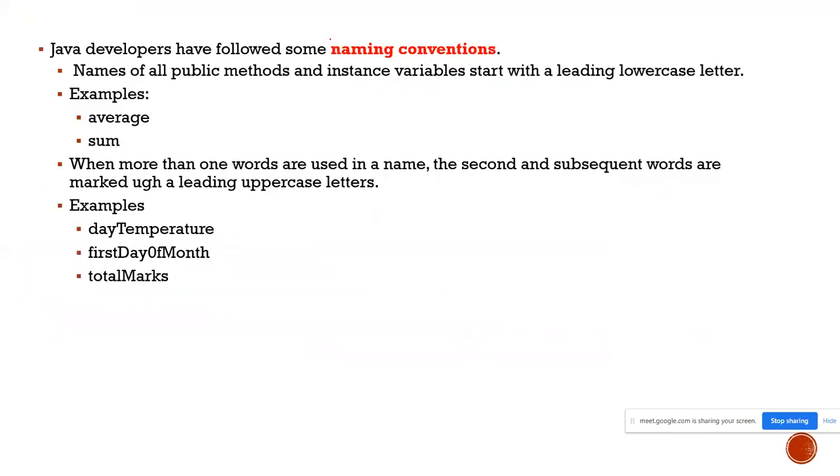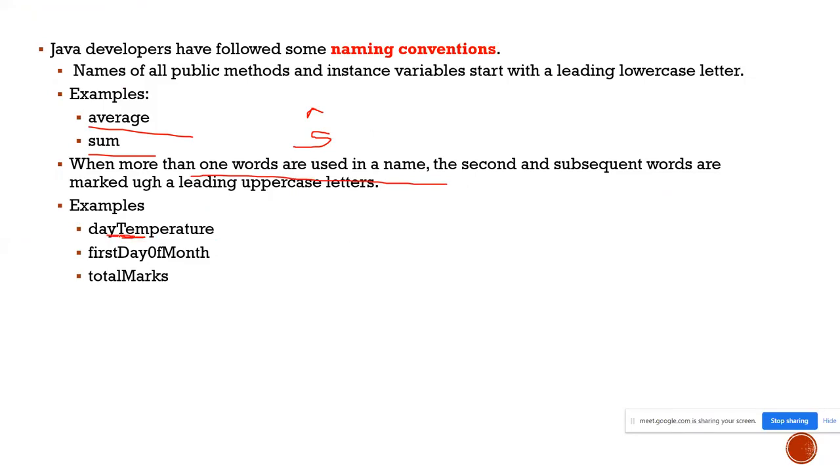Java developers have followed some naming conventions. Names of all public methods and instance variables start with a leading lowercase letter, for example average, sum. So they start with lowercase letters. Naming conventions: they should start with a character and it should be a lowercase letter. And if more than one word is used, the second and subsequent words start with a leading uppercase letter.